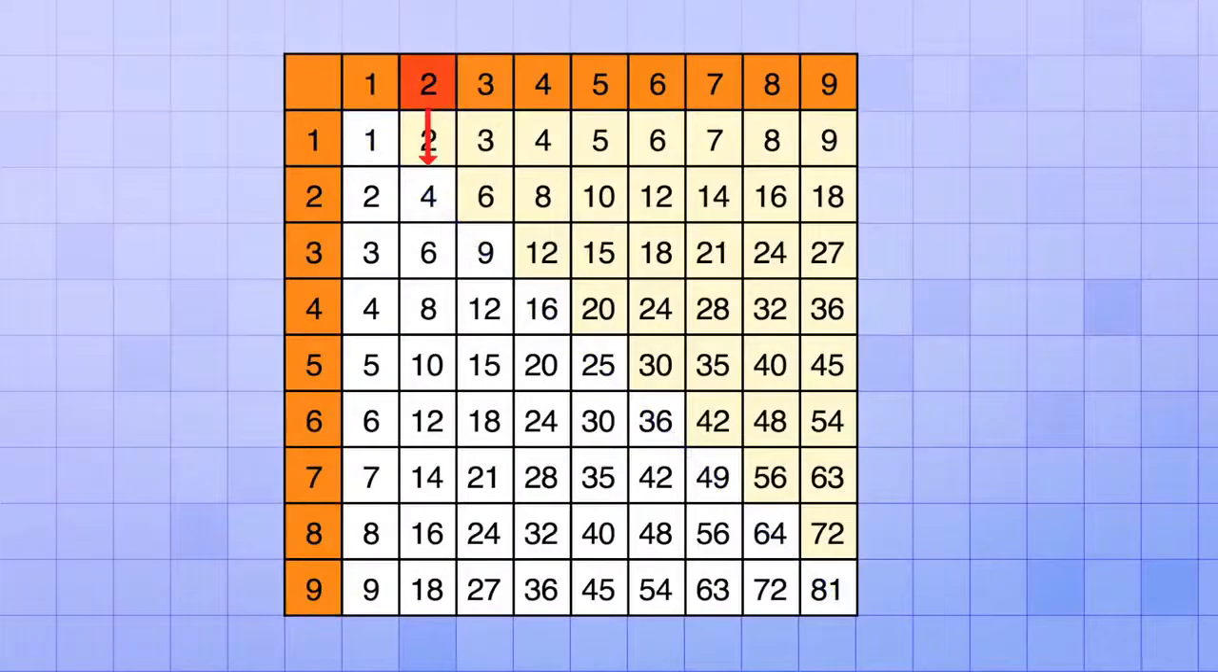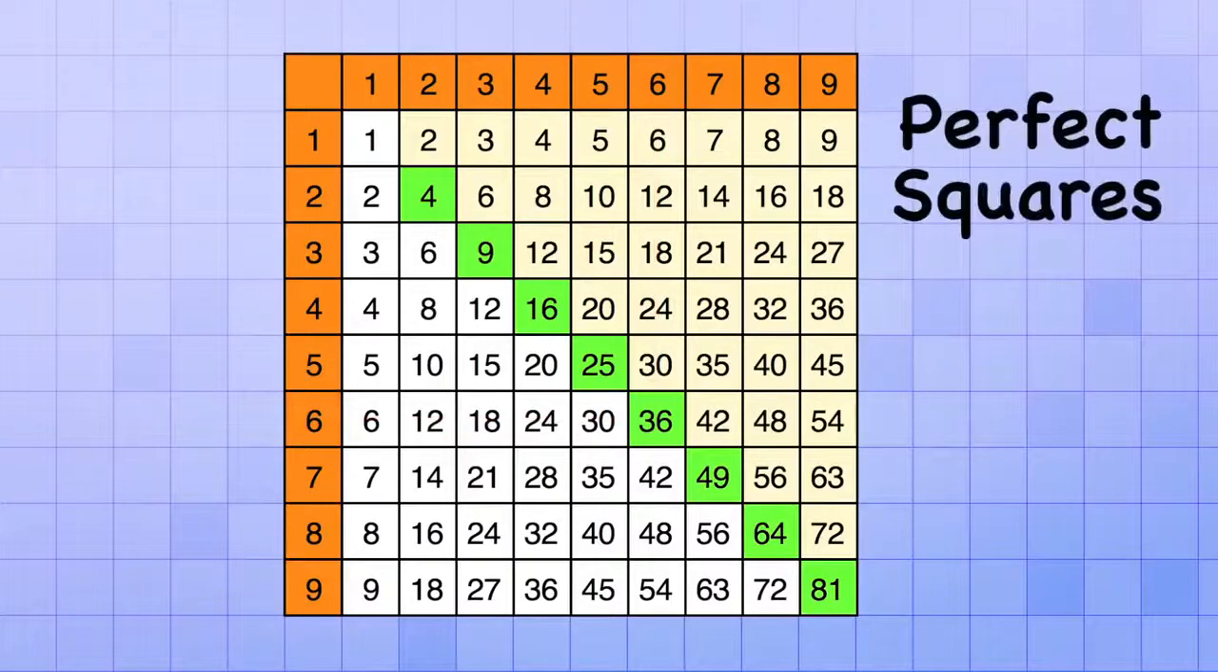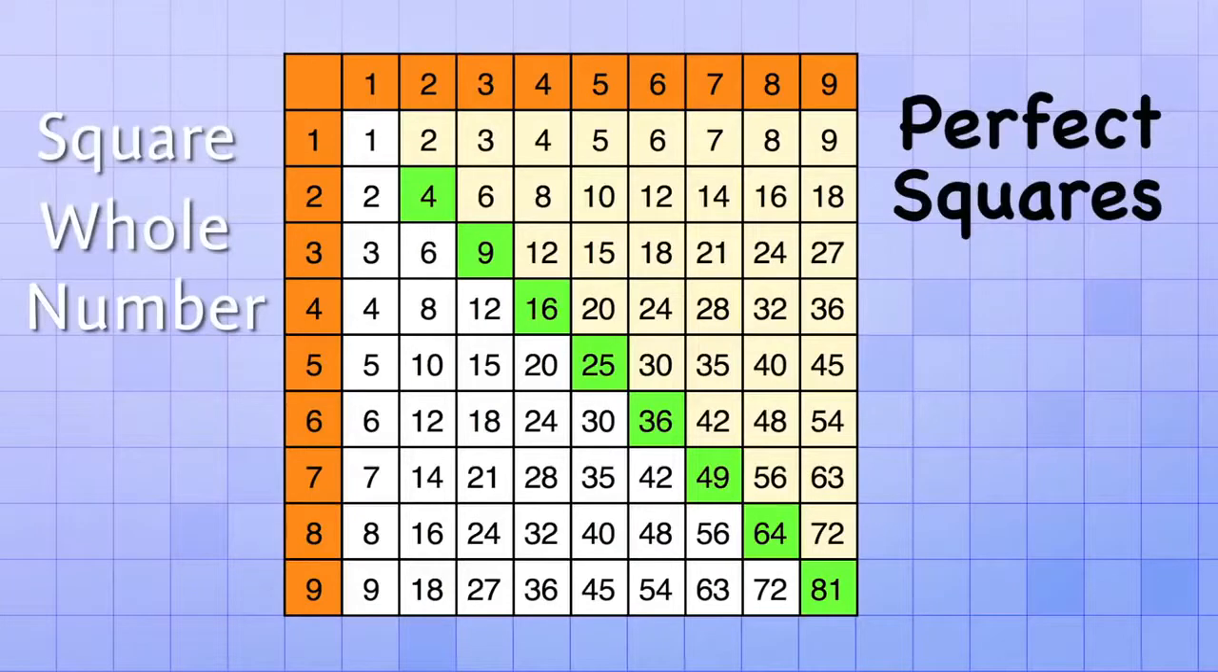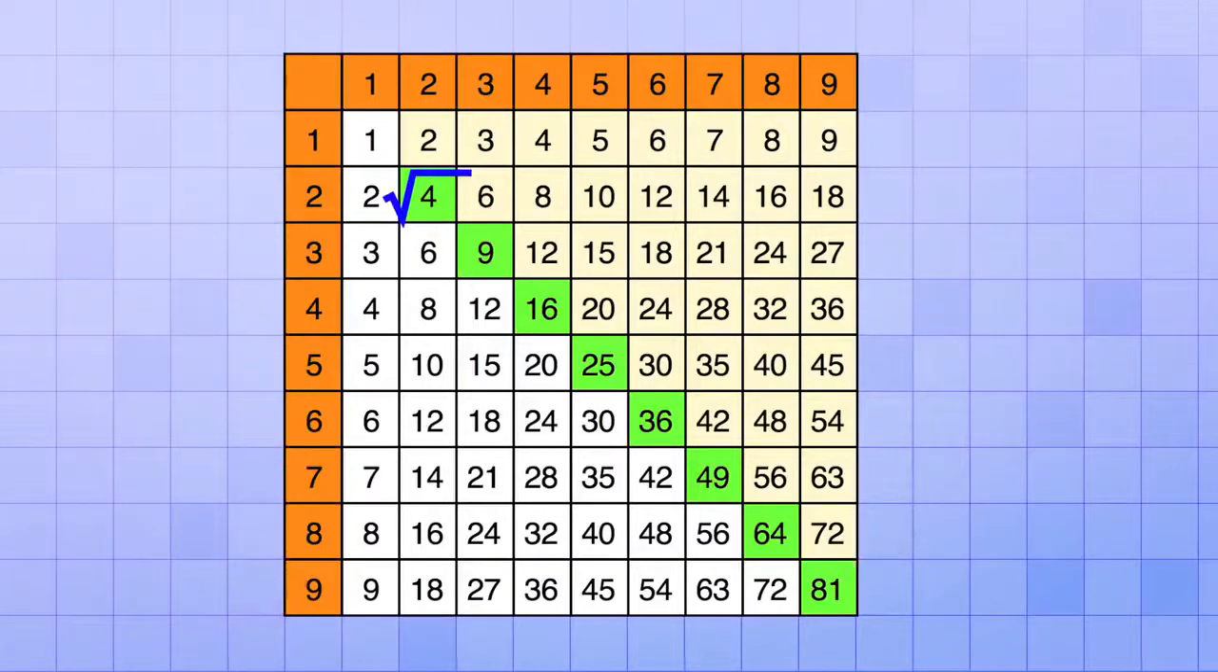In other words, 2 times 2 equals 4, 3 times 3 equals 9, 4 times 4 equals 16, 5 times 5 equals 25, 6 times 6 equals 36, and so on. Well, those numbers are called the perfect squares because they're the answers you get when you square a whole number. And that means if you take the square root of a number along that diagonal, you get a nice whole number as your answer. The square root of 4 is 2.